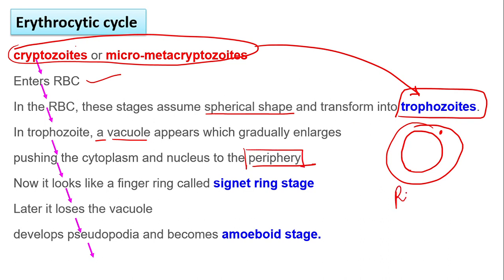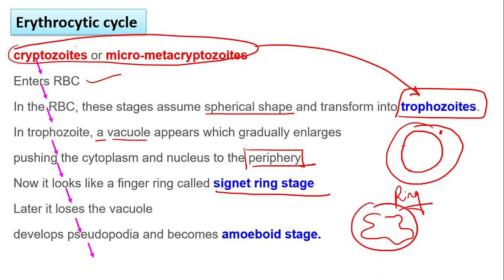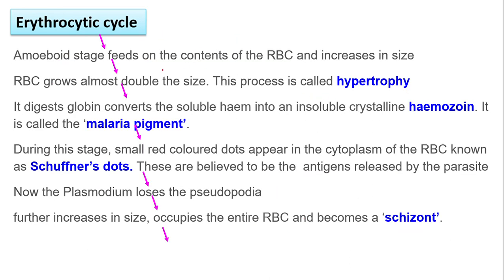Now if you see the structure, it looks like a ring. तो इसको हम क्या बोलते हैं? Signet ring stage. Now after that it is going to lose the vacuole and it is going to form pseudopodia. So since pseudopodia is formed, what do we call it as? We call it as amoeboid stage. Now this amoeboid stage feeds on the content of RBC. Amoeboid, याद है pseudopodia क्या करता था? It is going to engulf the food, right? So it is going to feed on the content of RBC, increase its size.